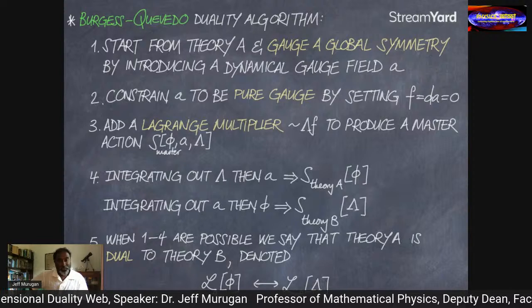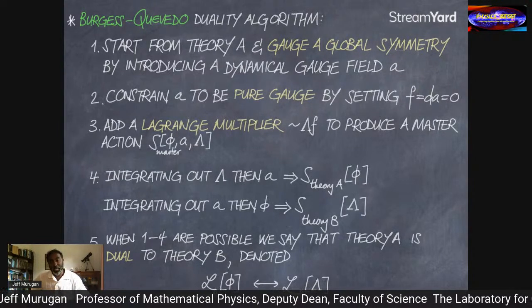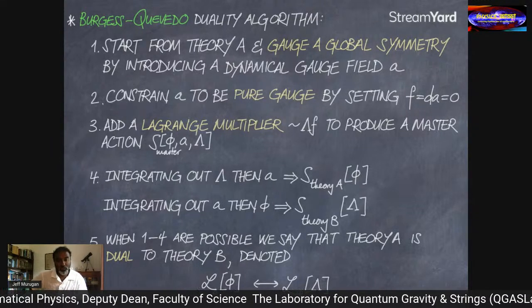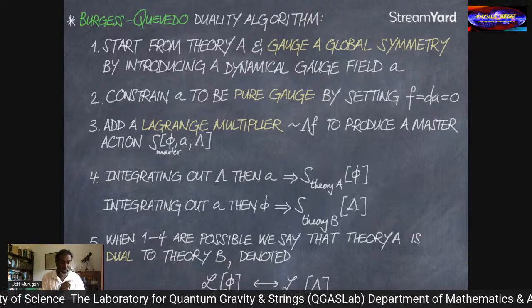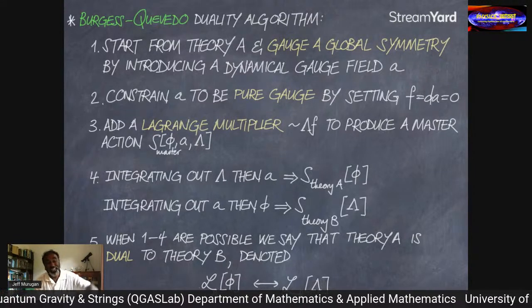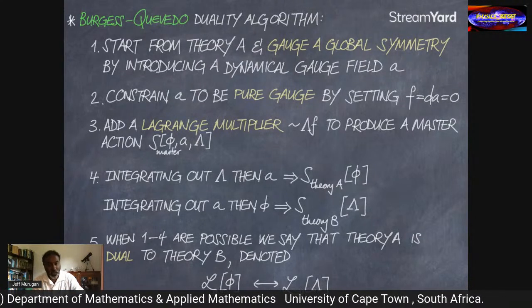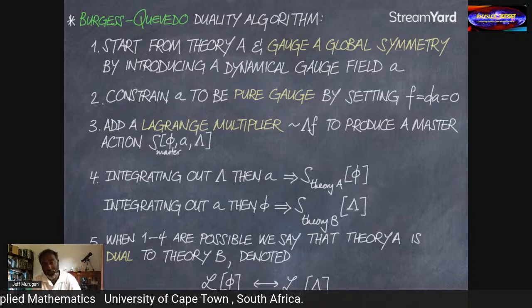So when these steps 1, 2, 3, and 4 are possible, we will call theory A and theory B dual to each other. And the way we'll denote it is we'll say that the Lagrangian of A is dual to the Lagrangian of B, and we'll denote the duality by a double arrow. So whenever I write down these double arrows, that's all the stuff that's going into it in the background. It's not just that I look at it and write down some arrows. No, you actually have to check all steps 1 through 4.